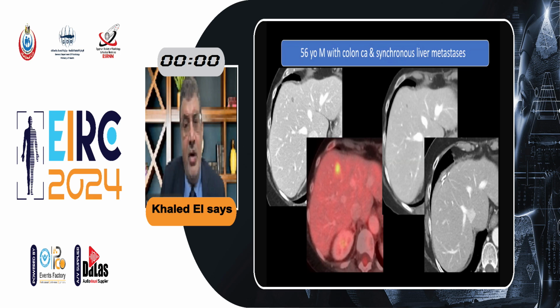This is an example of a metastatic deposit of colon cancer with synchronous liver metastasis, and it's treated by wedge resection like what we see here.